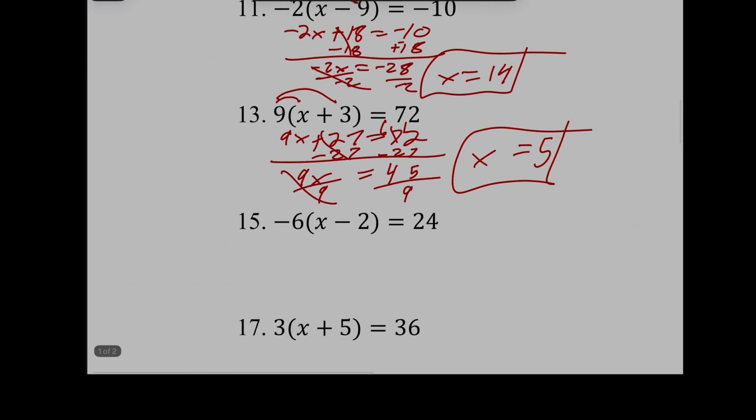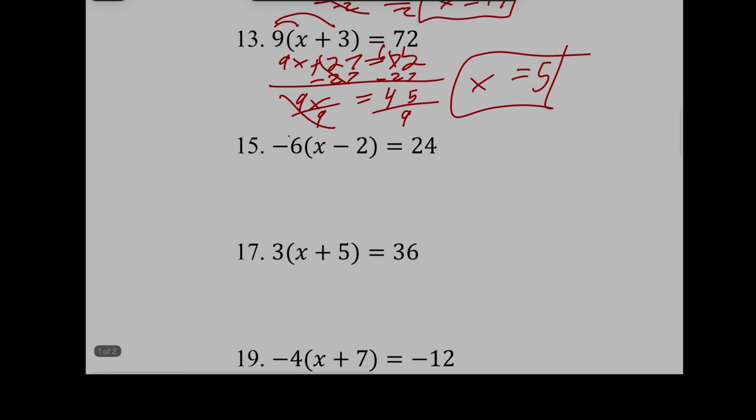Okay, let's go on to number 15. Now, I have a negative. I'm leading with a negative, so you've got to be careful. -6 times x is a -6x. -6 times a -2 is a positive 12, and that's going to equal 24.